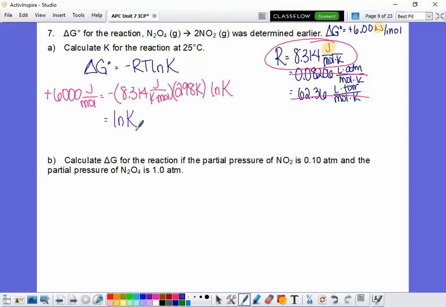What did you get as your natural log of K? Negative 2.42. It's going to be like that for natural log of K. And now how do I get rid of that natural log? E to both sides. And that cancels out the natural log.